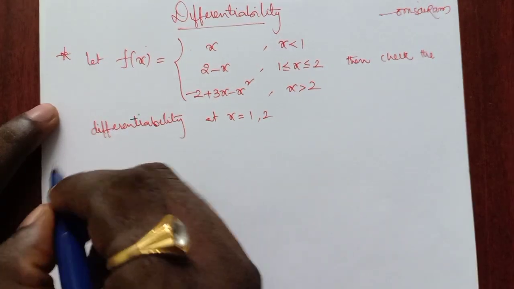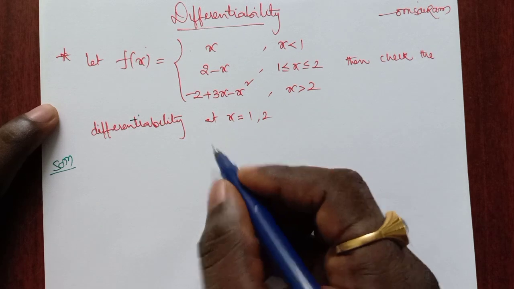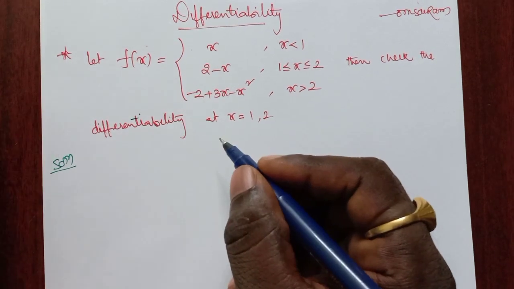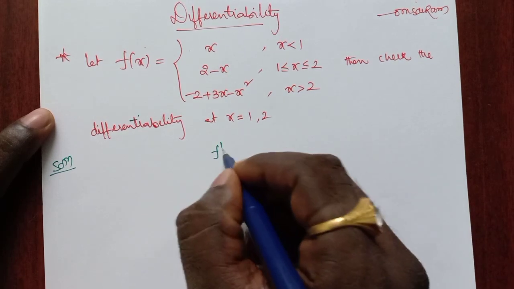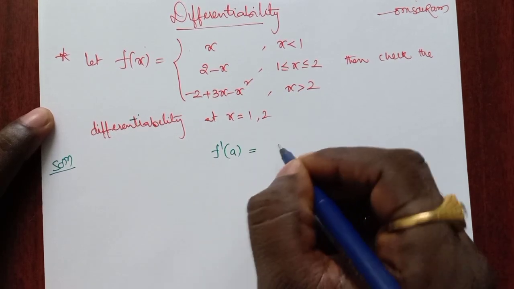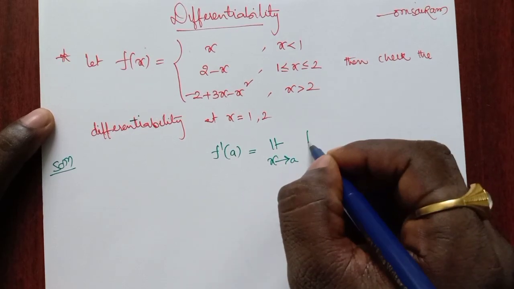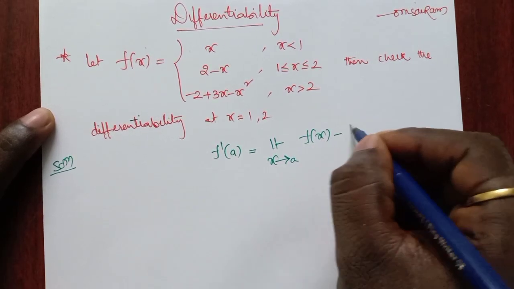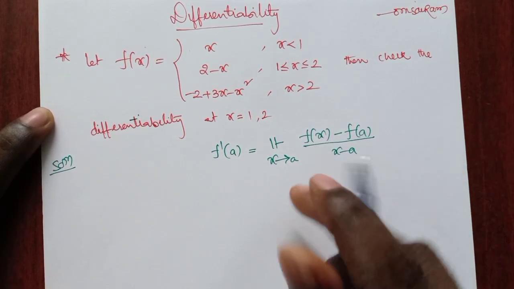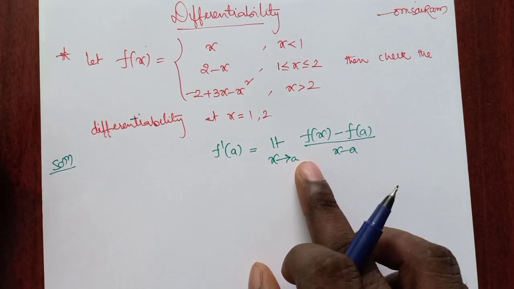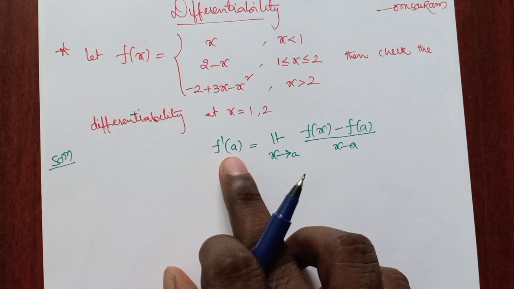Now coming to the differentiability, so what is differentiability? It exists when left hand derivative is equal to right hand derivative. So we all know that f dash of a equals to what? Limit x tends to a, f of x minus f of a by x minus a. When this limit exists finitely, then it is differentiable and the differential value is equal to f dash of a.